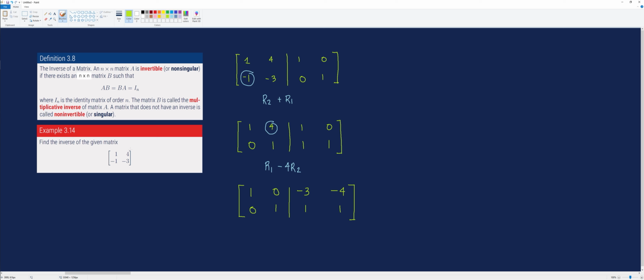Therefore, the inverse of the given matrix is negative 3, negative 4, 1, 1. To check if our answer is correct, we can perform matrix multiplication on the two matrices. Let's do that. That is 1, 4, negative 1, negative 3. That is our original matrix. Times the inverse, which is negative 3, negative 4, 1, 1.